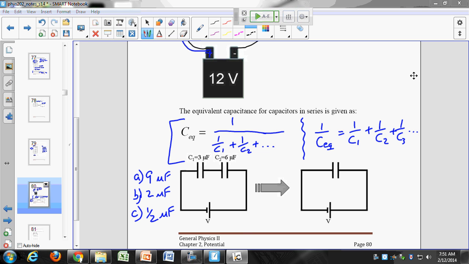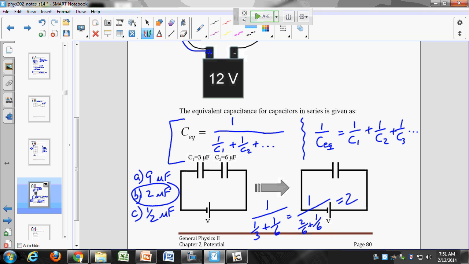I just do 1 over 3 plus 1 over 6. That's going to be the same as 2 over 6 plus 1 over 6, which is 3 over 6, or 1 over 1/2, which is equal to 2. All right, so B is the right answer.